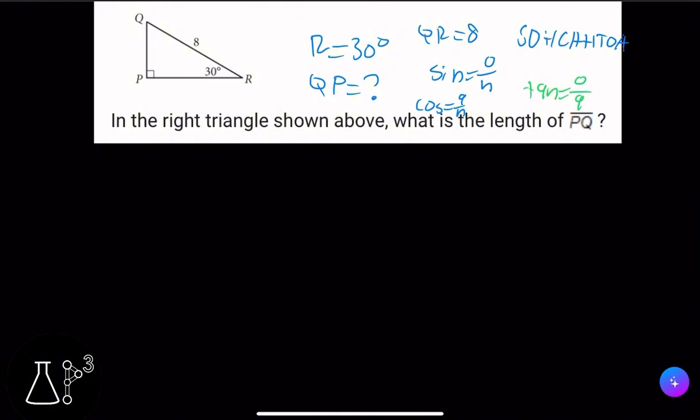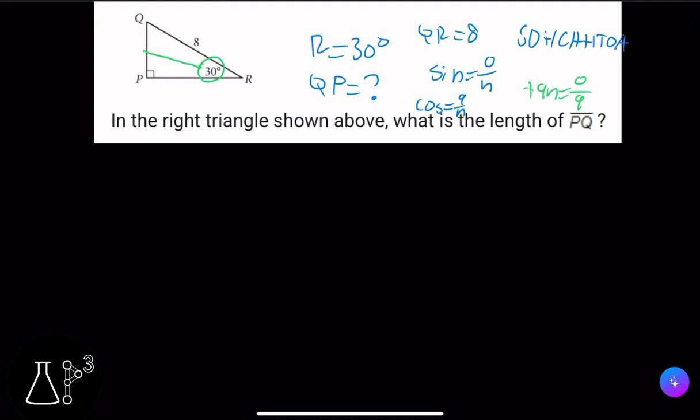The opposite is the length that's across from the given angle measure, and adjacent is the side that's close to the angle measure, right? So you'll see what I mean. If we look at QP, it's across the angle measure given. If we look at 30, QP is across. Therefore, I can say that QP is the opposite of R. Therefore, I'm going to use sine equals opposite over hypotenuse to figure out my value of QP.